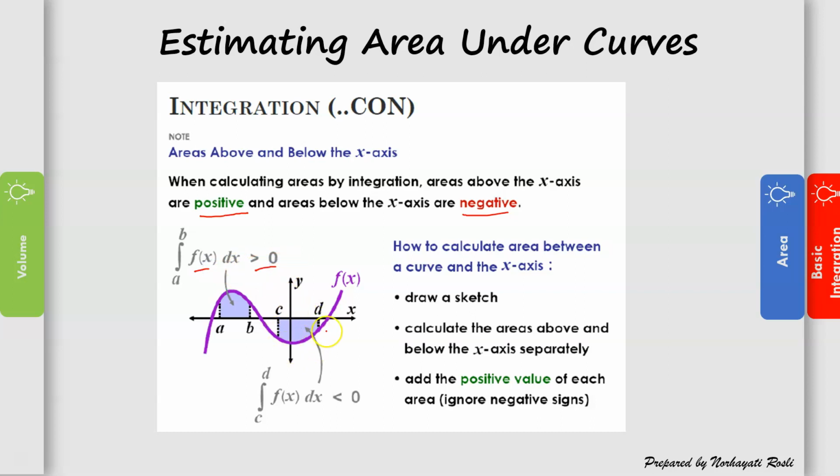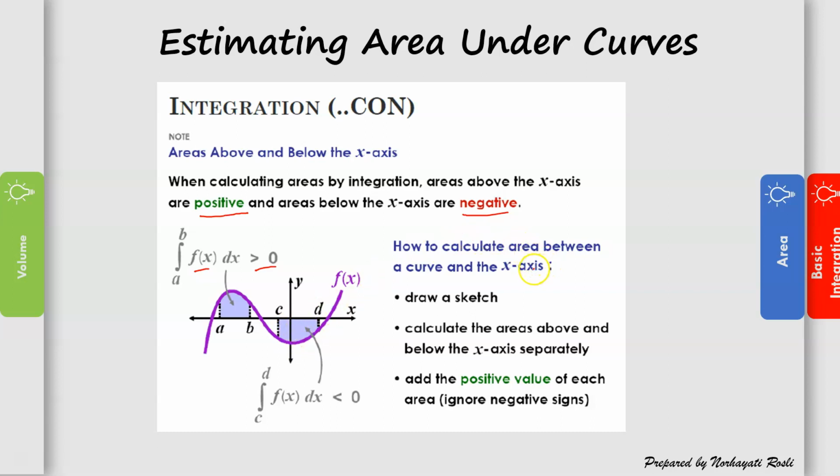But for this part, you can see the area for this region is below the x-axis. So when integrating the function f(x) from the lower limit c up to the upper limit d with respect to x, you will get an answer less than 0, which is negative. However, we need to ignore the negative sign for this part because the area is only represented by a positive value.